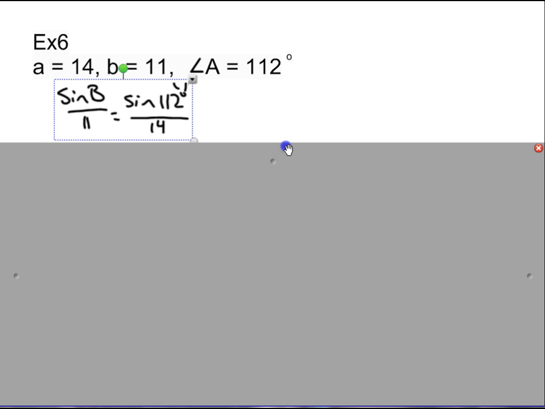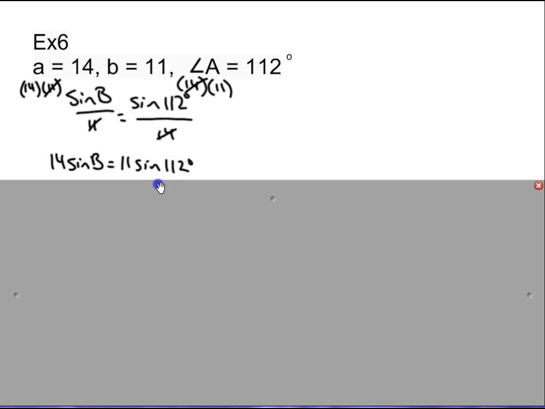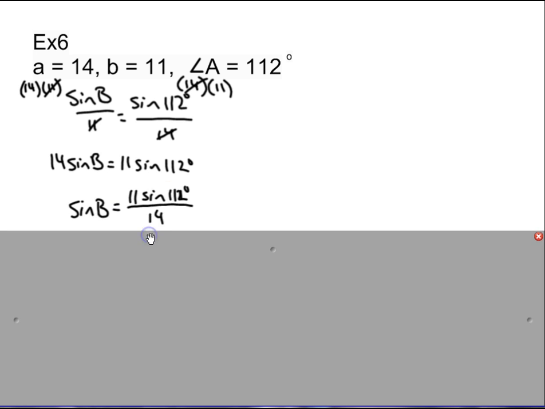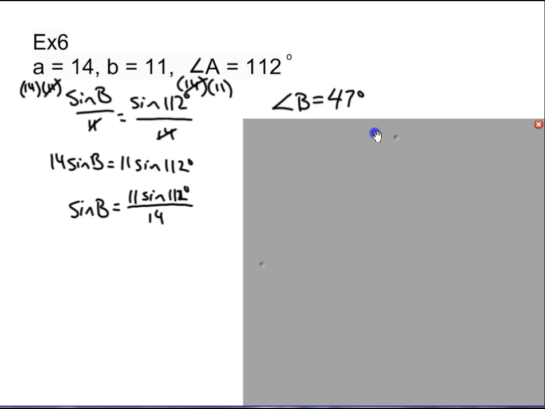Okay. So if you've got your law of sines set up like this, sine B over 11 equals sine 112 degrees over 14. Multiply both sides by 11, divide by 14, and now we're ready to use inverse sine. At this point, we use our inverse sine and we get that angle B is 47 degrees.